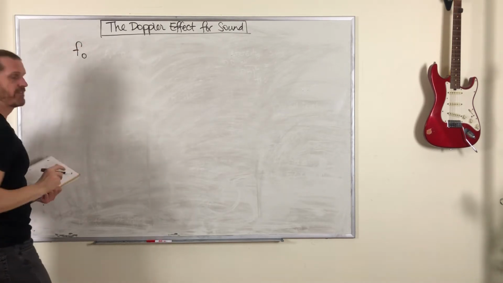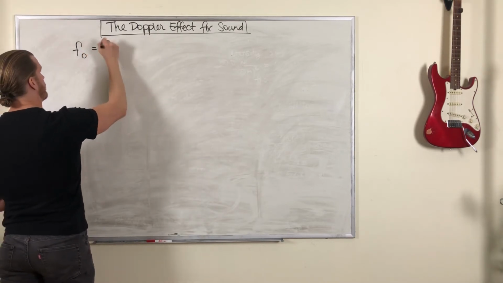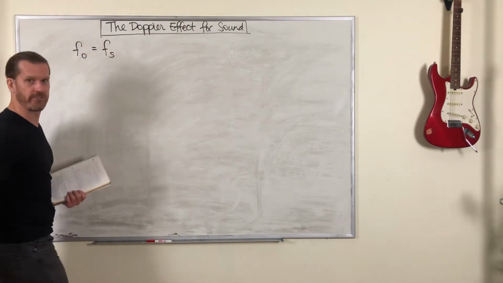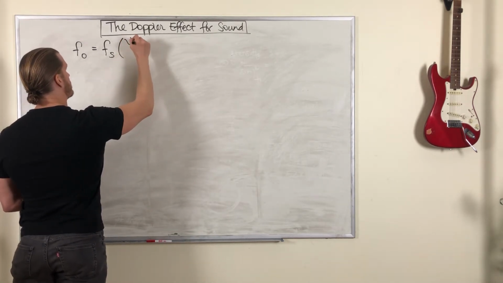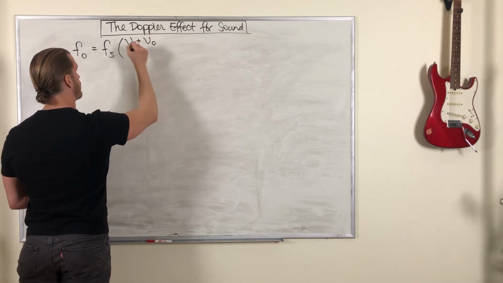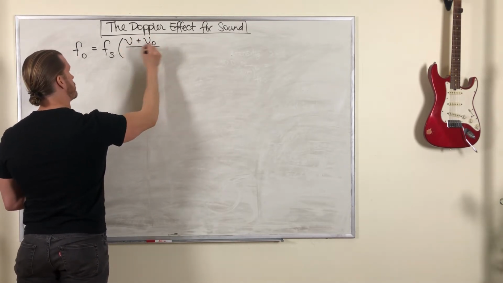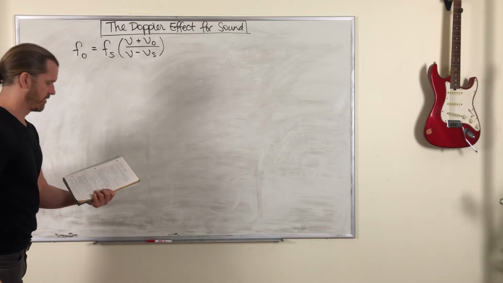The frequency that the observer hears is the frequency that the source generates times the speed of sound plus the velocity of the observer, divided by the speed of sound minus the velocity of the source.